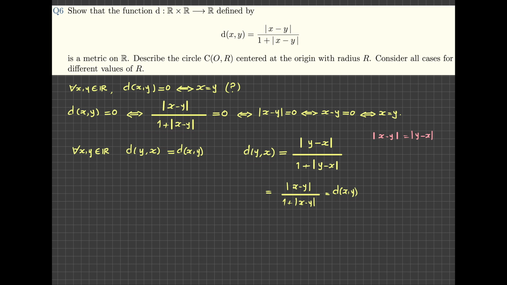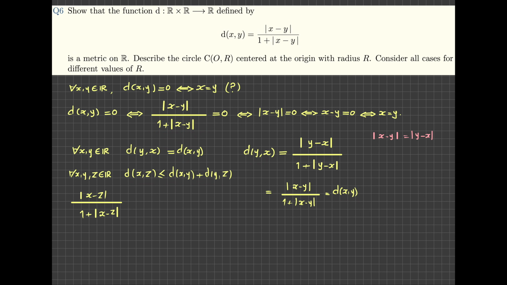Okay, so the last thing that I need to prove is the triangle inequality. We need to show that for all choices of x, y, and z in R, I need to convince myself that d(x, z) is less than or equal to d(x, y) plus d(y, z). In other words, if I want to translate this into the language of this problem, the left hand side becomes the absolute value of x minus z over 1 plus the absolute value of x minus z.